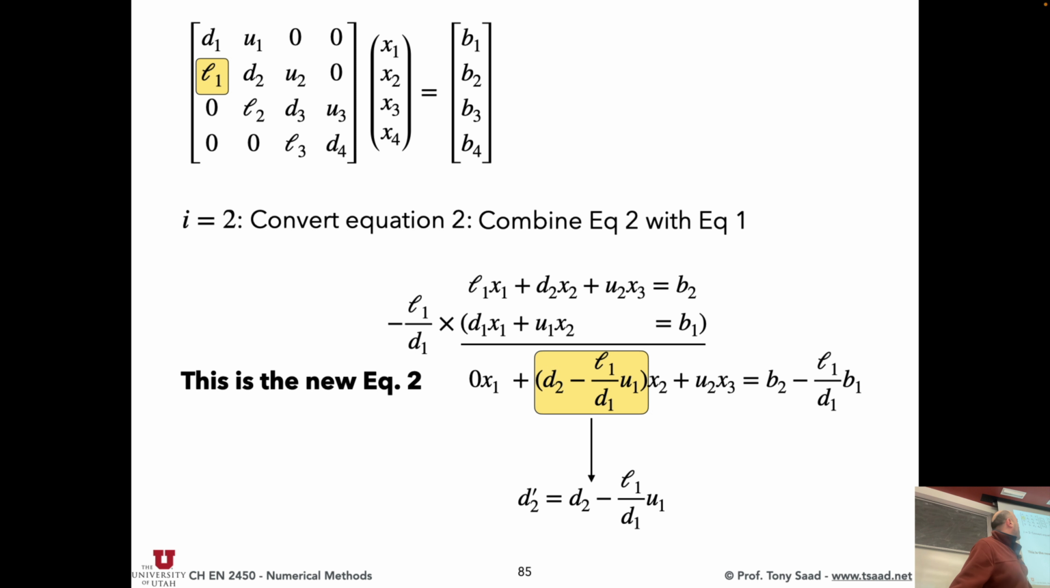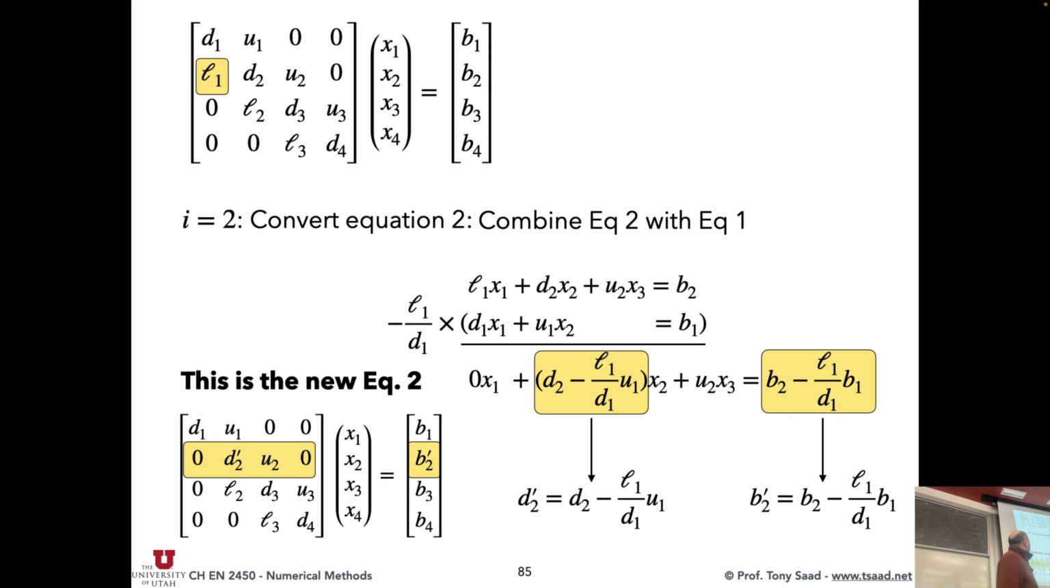Now you call this one D2 prime. That's your new diagonal entry for equation 2. And this is your new right-hand side for equation 2. And this is what you get. Equation 1 was untouched. Equation 2, we changed by combining it with equation 1, and we were able to eliminate L1, but that meant we had to change D2 and B2. But that's fine, because now we're starting to see how we're going to build an upper triangular matrix.